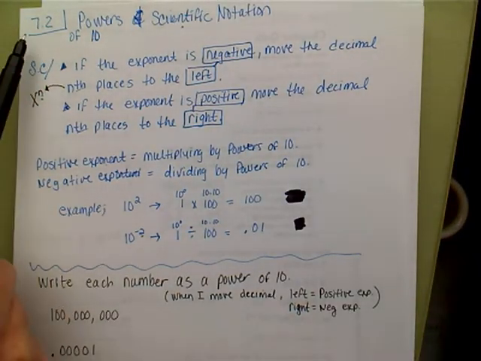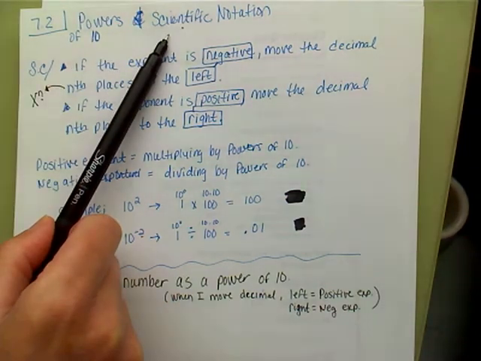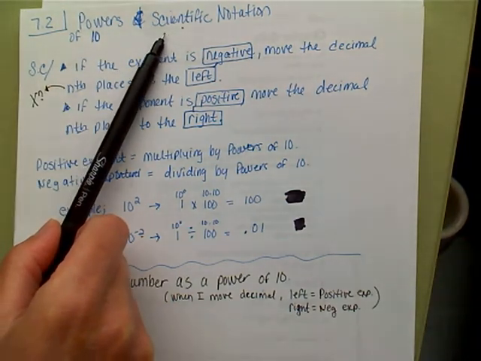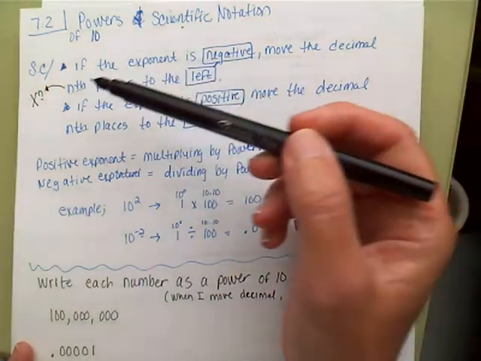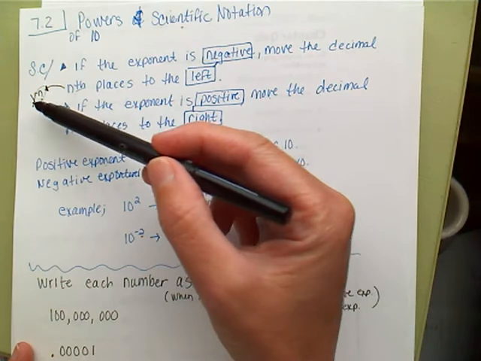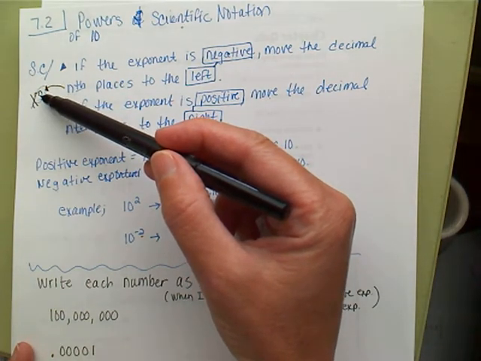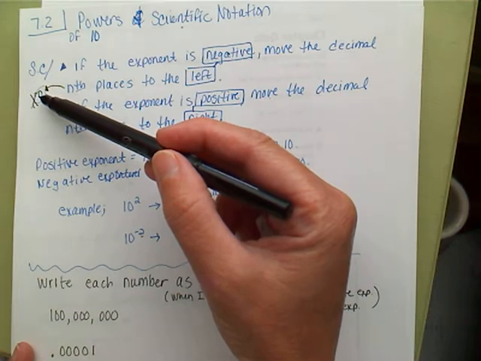Okay, moving on to Chapter 7, Lesson 2, we're going to be talking about powers of 10 and scientific notation. Our success criteria goes along with the exponents in this case again. So if we have x raised to the nth power, whether it's positive or negative, there's a couple of rules that we have to follow.